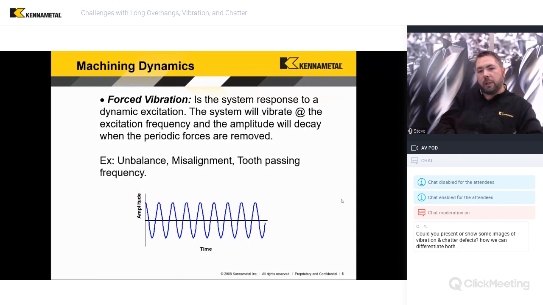So forced vibration. Again, we'll get into that a little bit. That is where we're driving the system at the excitation frequency, and it will only decay when we remove those periodic forces. So unbalance, for instance, if we have a rotating mass that's unbalanced, and it doesn't matter whether it's the workpiece in the chuck of a lathe, or an unbalanced milling cutter, or a spindle or tool holder that's unbalanced, that driving misalignment, unbalance is going to drive as a forced vibration. Tooth passing frequency, especially in milling, is also going to play into that.